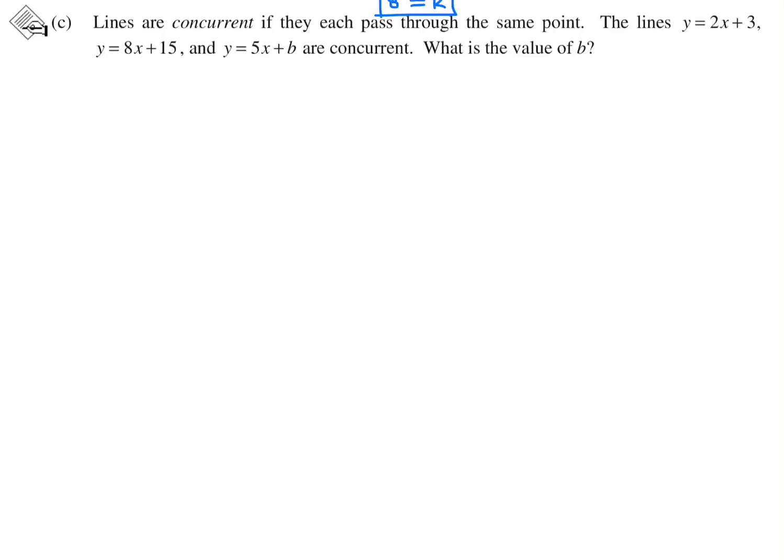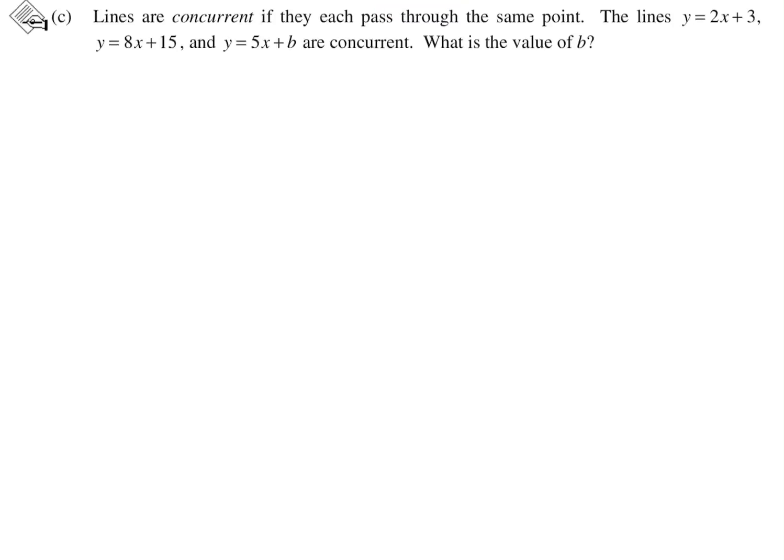Lines are concurrent if they each pass through the same point. The lines y equals 2x plus 3, y equals 8x plus 15, and y equals 5x plus b are concurrent. What is the value of b? So all these lines have a common point. y equals 2x plus 3, y equals 8x plus 15, and the final one which has the value of b.